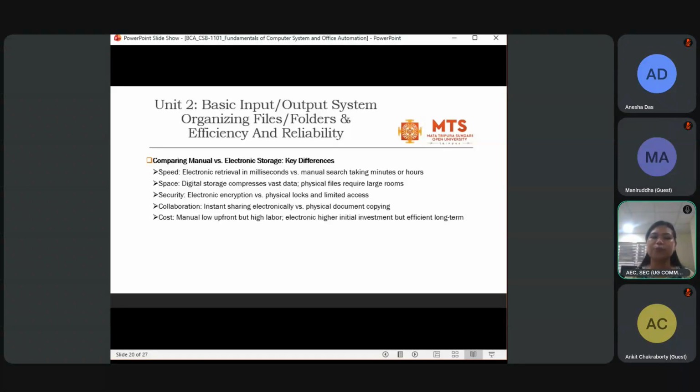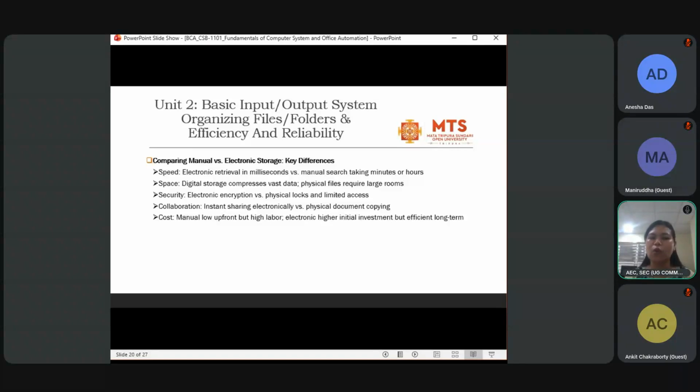Next, comparing manual versus electronic. Speed: it will be slow in manual, it might take hours. Space: it might require vast space, and physical files require a large room, definitely. Security: electronic encryption versus physical locks and limited access. Collaboration: instant sharing electronically, right? We can share from anywhere. Physical documents require copying and storage.